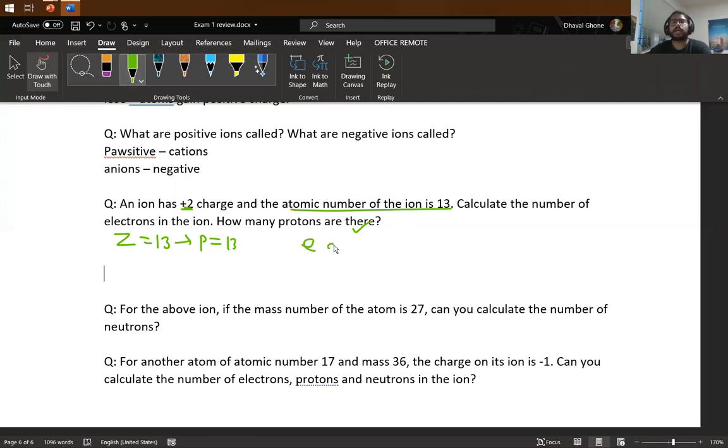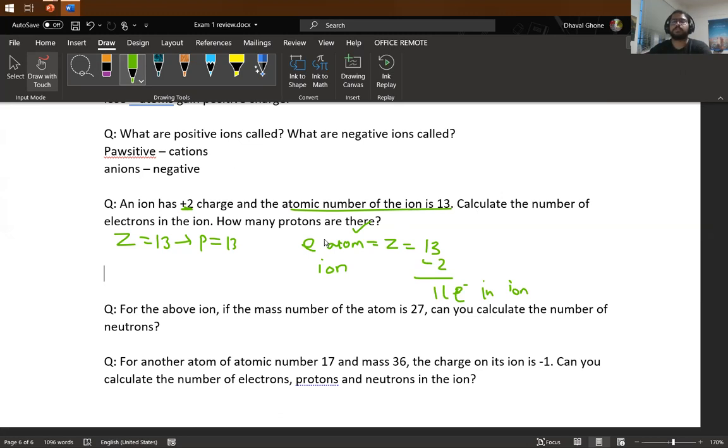Number of electrons in an atom is usually the number of protons, right? Which is 13. But in the ion, it gains or loses electrons and has a plus charge. So it has gained... wait, it's a plus charge. I'm sorry, it has lost electrons. So I'll subtract 2 electrons from here, and what I'm left with is 11 electrons in the ion. Okay?